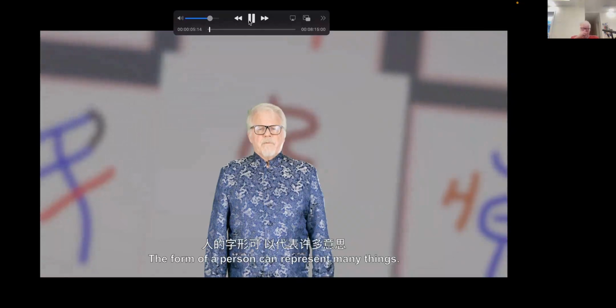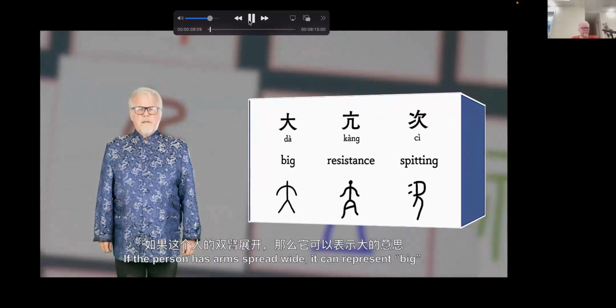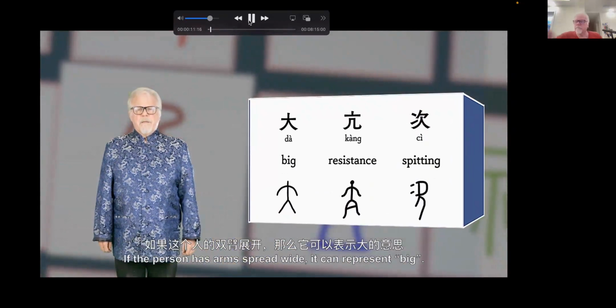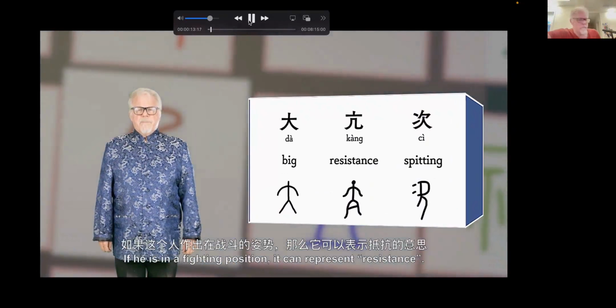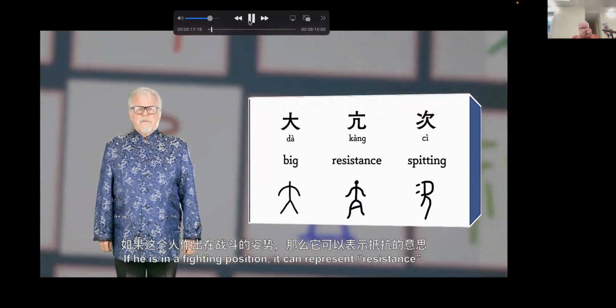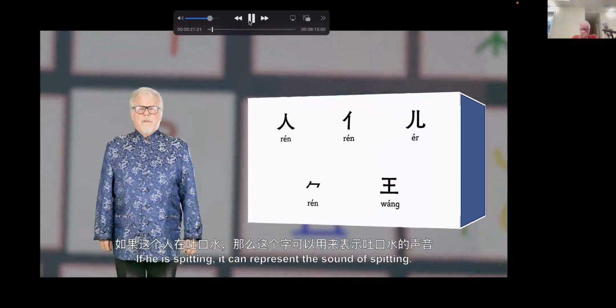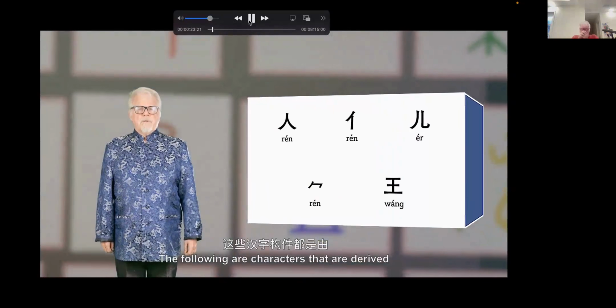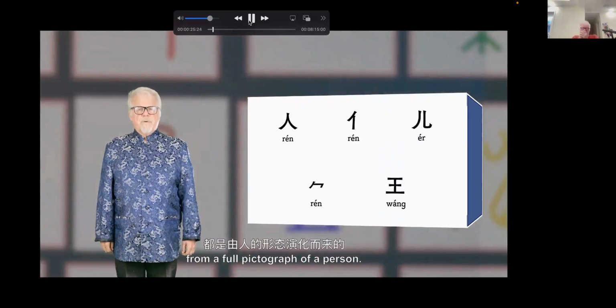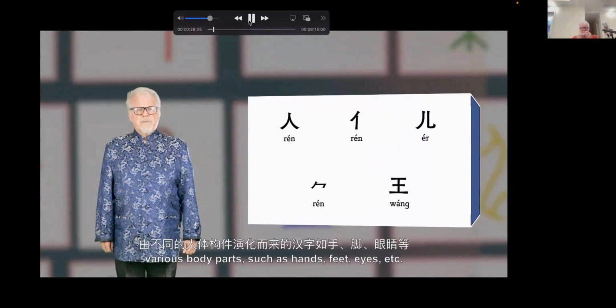The form of a person can represent many things. If the person has arms spread wide, it can represent big. If he's in a fighting position, it can represent resistance. If he is spitting, it can represent the sound of spitting. The following are characters that are derived from a full pictograph of a person. In another section, I have characters derived from various body parts, such as hands, feet, eyes, etc.